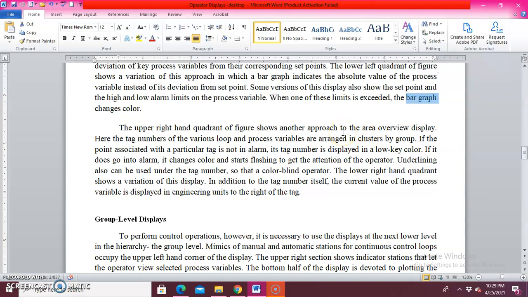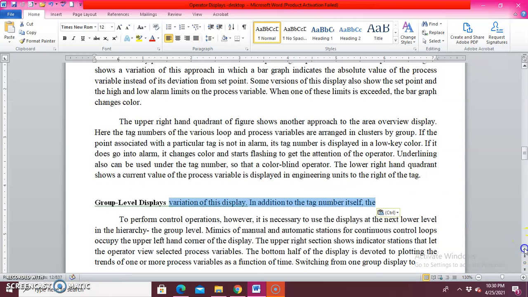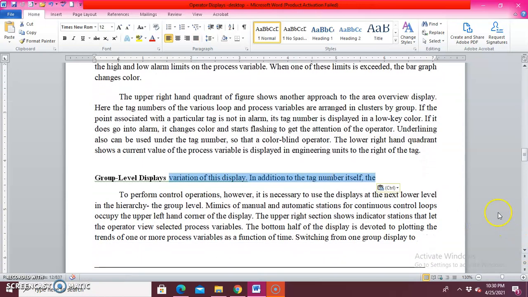We have underlining, so many underlining concepts are also there. They call it a color blind operator. The lower right hand quadrant will give you the variation of the display. In addition we have a tag number. That will give you the current value of the process variable, which will be displayed in the engineering unit also.